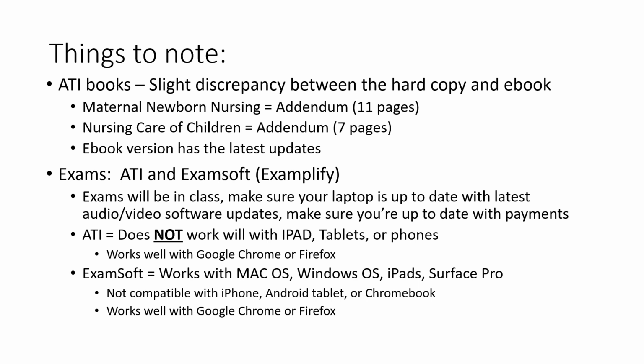Now, if you want the hard book and the copies of that, once you open up your ATI resources, the addendum for maternal newborn will have 11 pages of the latest updates, which is basically the same thing as your ebook. And for nursing care of children, the addendum will have 7 pages, and it tells you exactly what has been replaced and with what. So you can either look at the addendum and make the changes to your hard copy books, or use the ebook version, which usually has the latest updates.